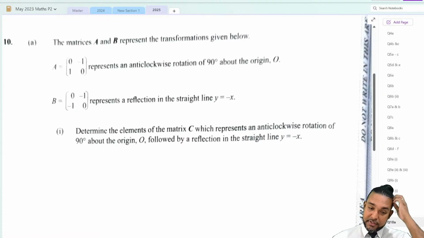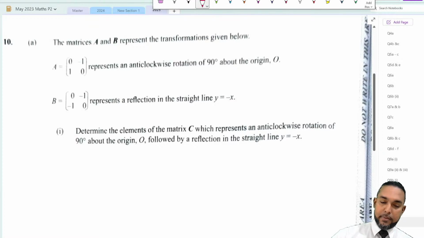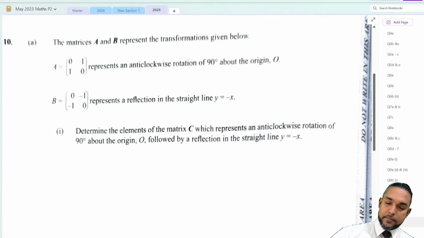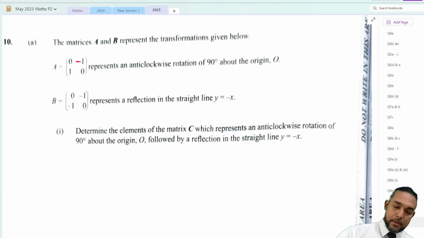Okay, so the matrices A and B, and let me just clarify because I'm seeing something not showing up properly. There's a minus in front of that one. It's not very visible, but it's there. The minus here and a minus here.